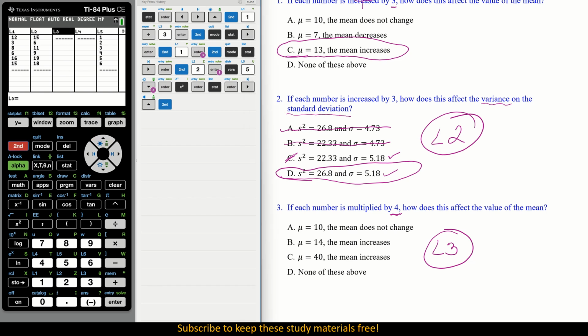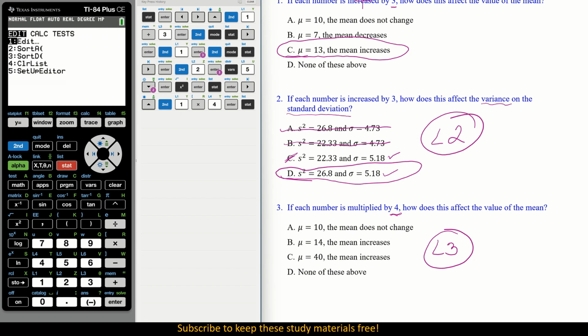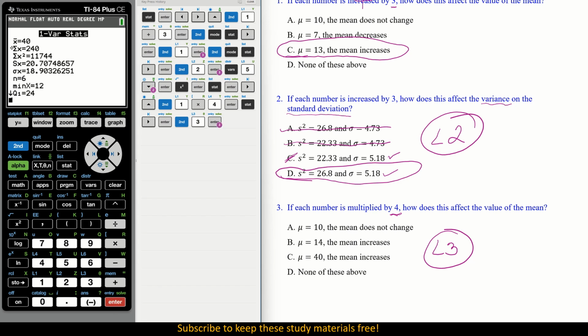So we're going to say second L1 times 4. We're going to do exactly what the question says. Push enter. Okay, now that has populated our list for us. So what do we do? We go to stat, arrow over, push enter, and we are in L3. So second L3, enter until we get what we want. Okay, that means the mean increases to 40.